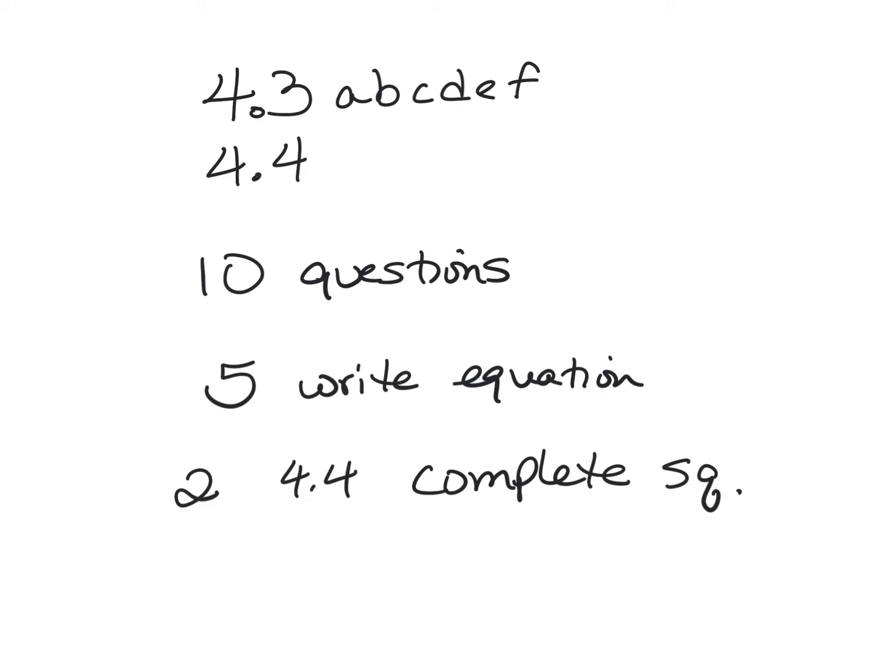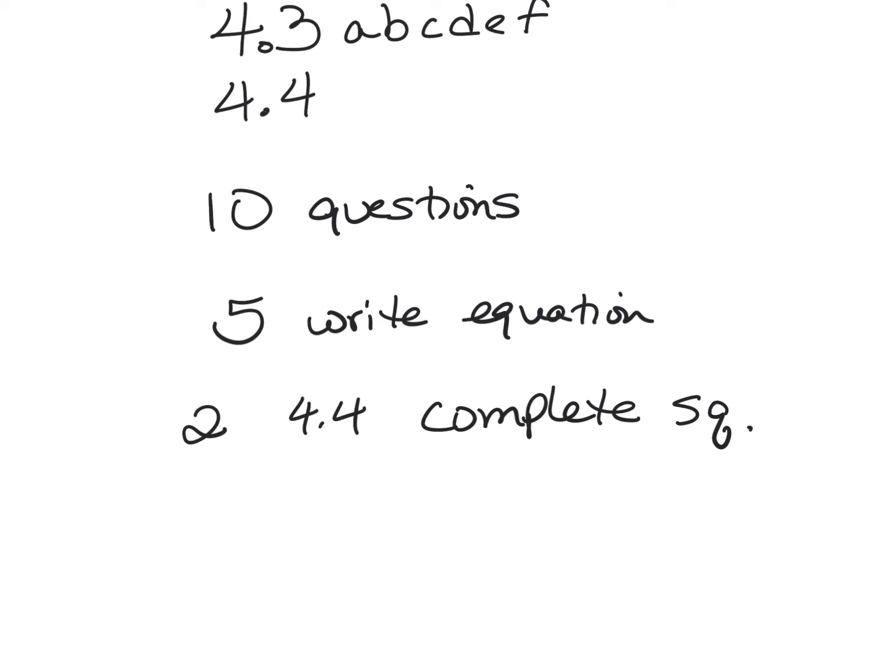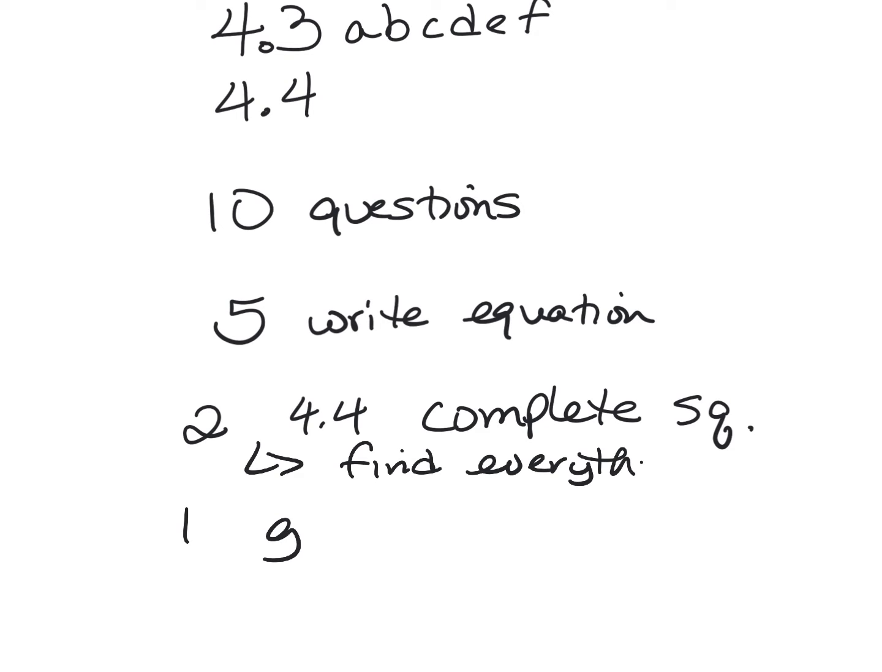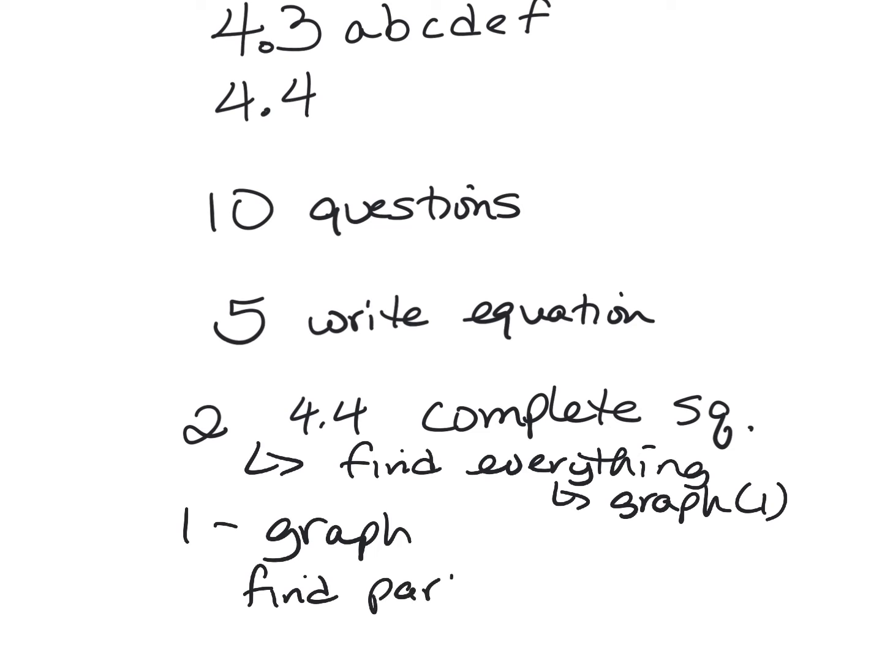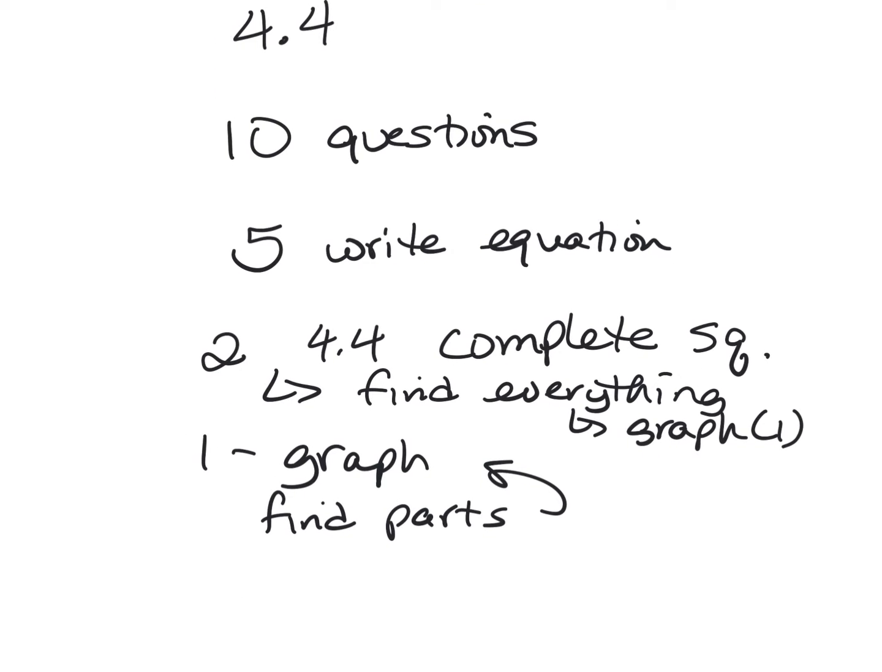Everybody understand what I'm saying? So just like you did on the quiz. So that's 7 of the questions. And then the other one, you'll have 1 more graphing. So out of the 2 completing the square, you're still also finding everything, but one of them, you also have to graph. And then you'll have 1 other question where you're gonna have to graph like you did on the quiz. You'll find all the parts and then graph it. And then 2 other questions where all you're gonna do is find all the parts, whether it's a parabola and you're finding the focus, directrix, axis of symmetry, all of that, just like the quiz.